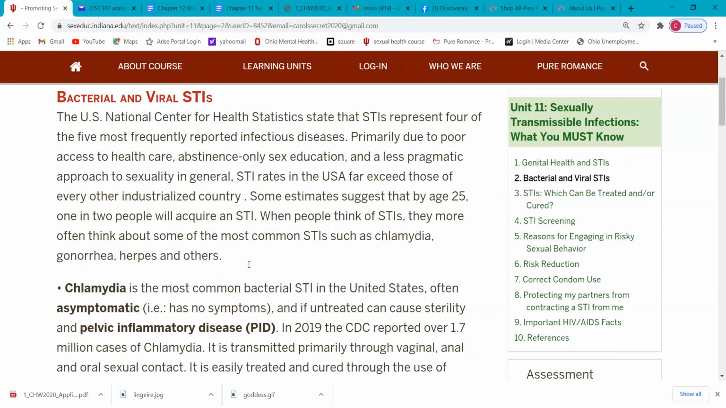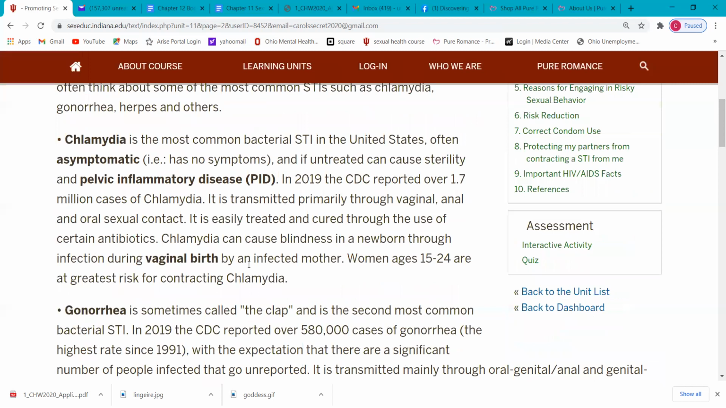When people think of STIs, they more often think about some of the most common STIs, such as chlamydia, gonorrhea, herpes, and others. So chlamydia, the most common bacterial STI in the United States, is often asymptomatic, which means there are no symptoms, and if untreated can cause sterility and pelvic inflammatory disease. Wow.